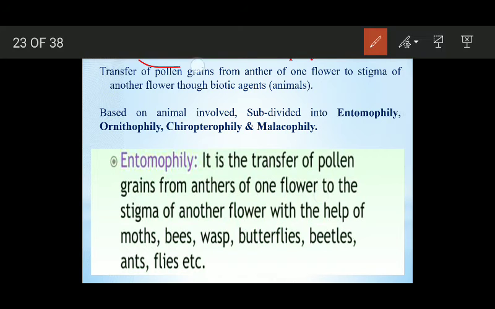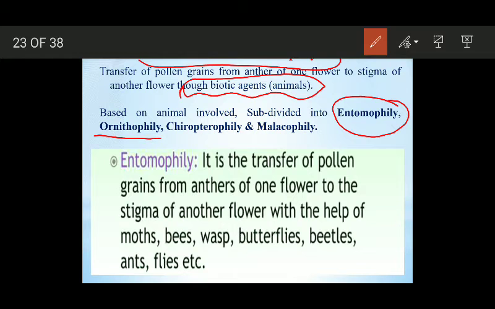So the meaning of zoophily is transfer of pollen grains from anther of one flower to the stigma of another flower with the help of biotic agents or animals. Based on the type of animal involved, we have different types of zoophily. First of all, entomophily, then ornithophily, chiropterophily, and malacophily. Today we'll be talking about entomophily.